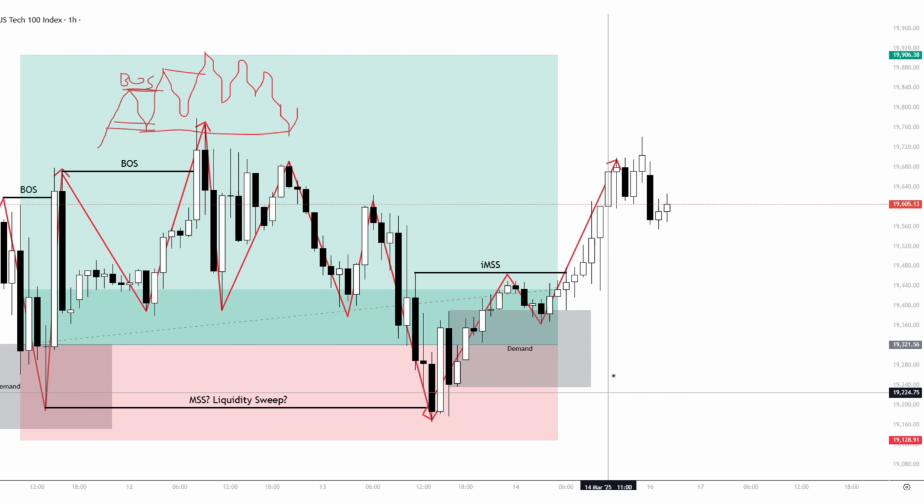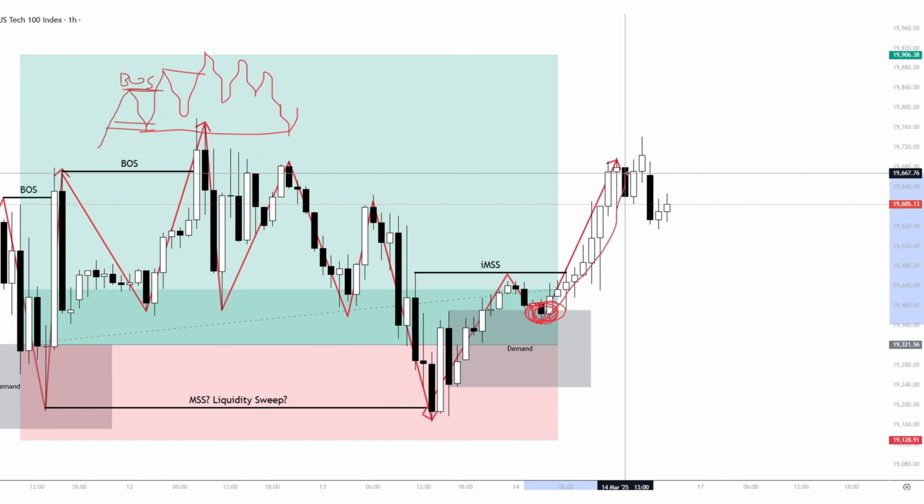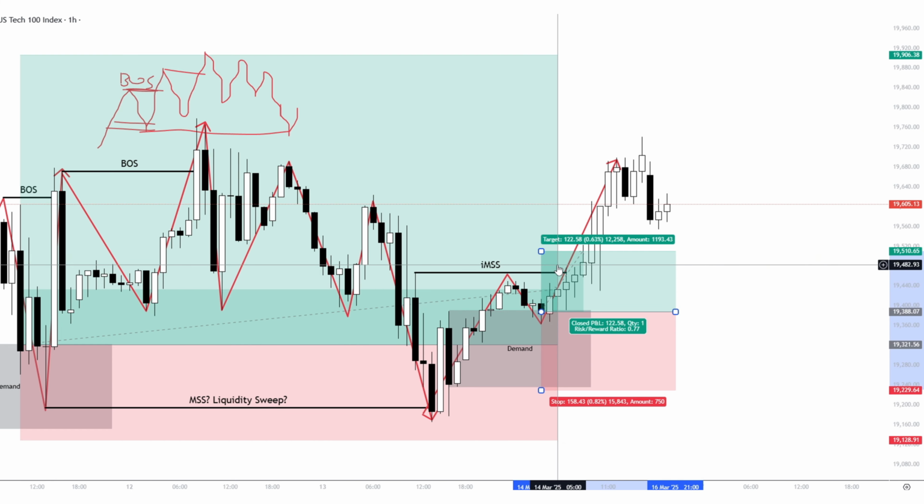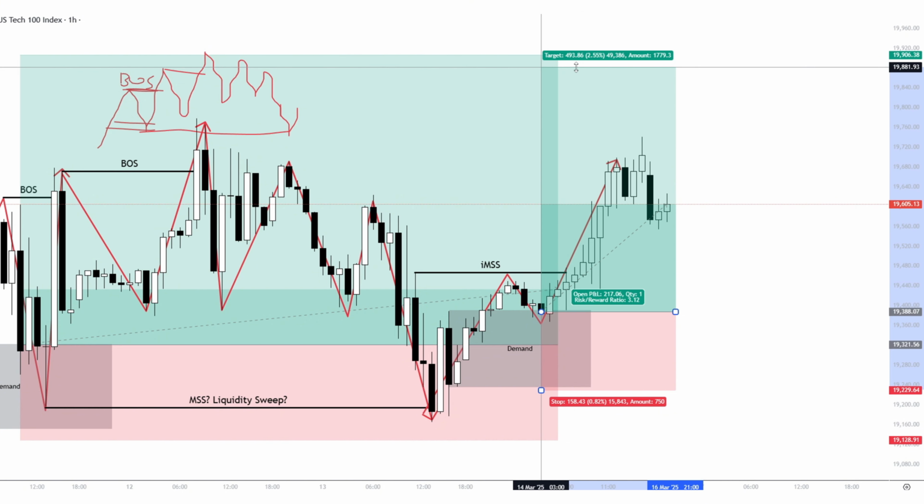With a pretty simple and straightforward setup planning, similar to the other demand. Entry on the demand. Stop loss below the recent lows of the demand, or nearly below the demand itself, and take profit at around 1 to 2, 1 to 3, or at structural highs.